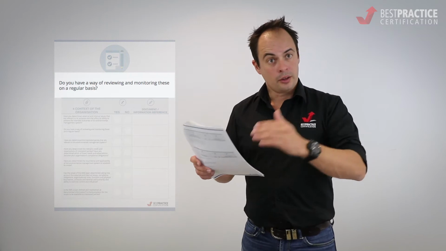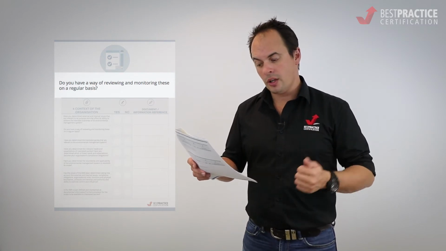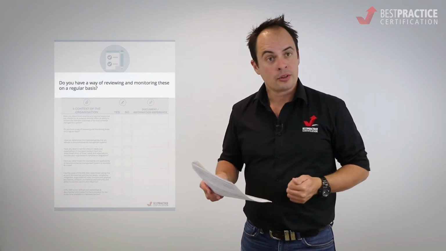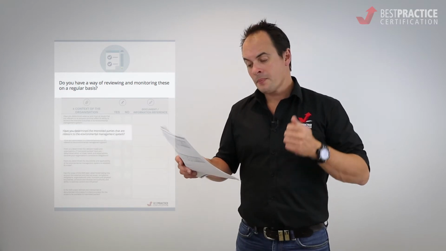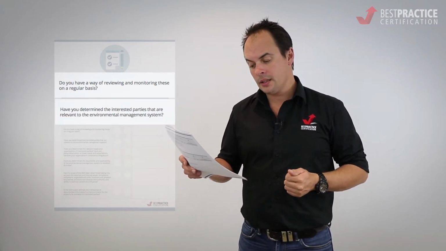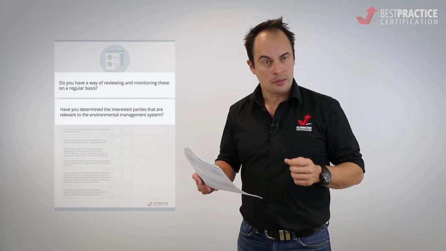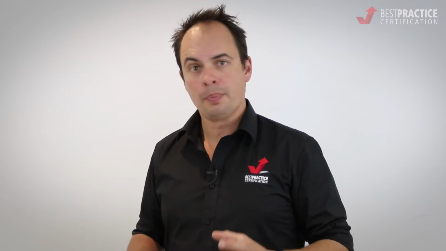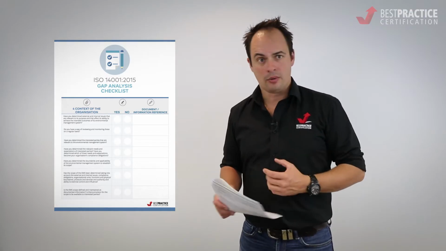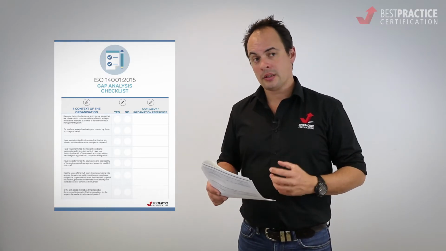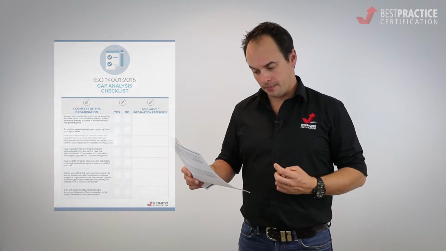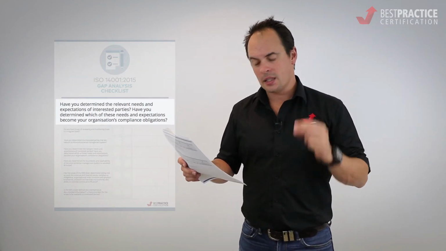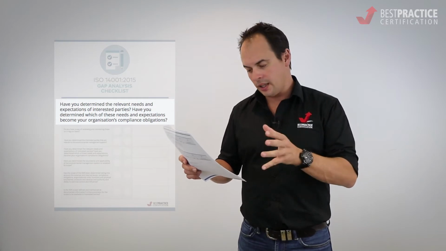When we move through the rest of this part of the standard, we talk about, do you have a way of reviewing and monitoring these risks on a regular basis? Have you determined the interested parties that are relevant to the environmental management system? And it is important to do a stakeholder analysis. Unpack all the people that have got an interest in your organisation and what some of their environmental issues might be. Putting that onto a stakeholder register or part of your risk analysis is a really good way to address this requirement. Have you determined the relevant needs and expectations of interested parties as part of that stakeholder assessment?